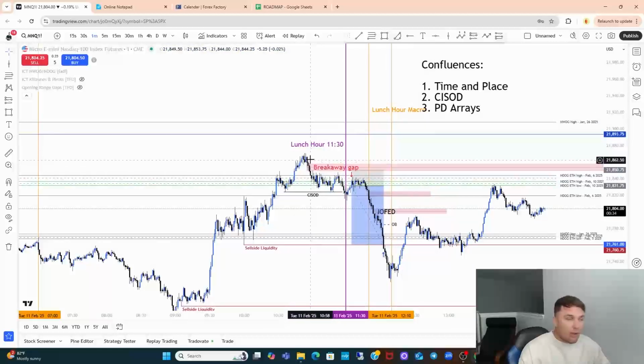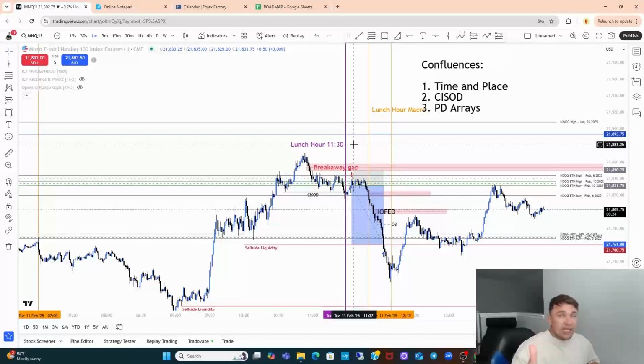My directional bias is now bearish, looking for that reversal or correction to those sell side stops. Now, once we understand time and place, our second confluence is change in state of delivery. For our reversal to be confirmed, we want to see a change in direction.